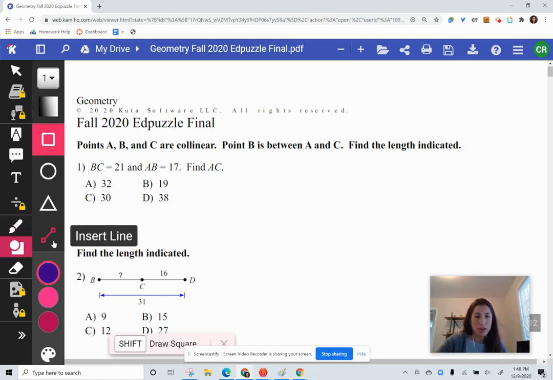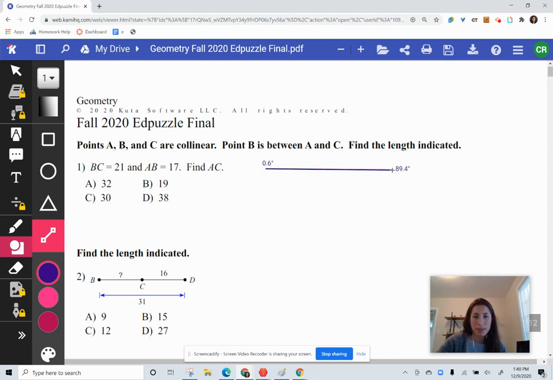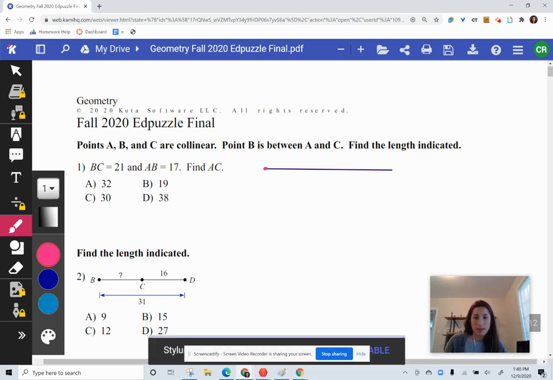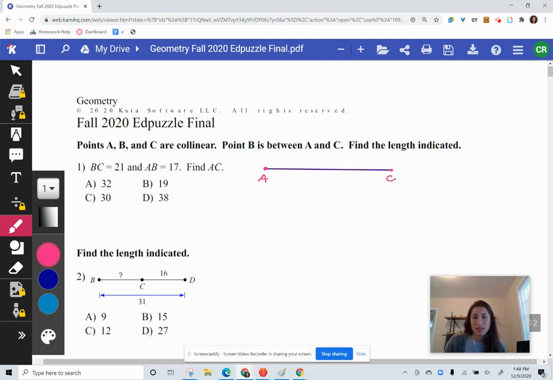So I'm going to go ahead and draw out a line. And we know A, B, and C exist somewhere on that line. We know B is in between them. Okay, so I'm going to put A on one of the ends, and I'm going to put C on one of the ends. And we know B is somewhere in between that. We don't know exactly where. Your diagram doesn't necessarily have to be drawn to scale, but I'm going to put B here.